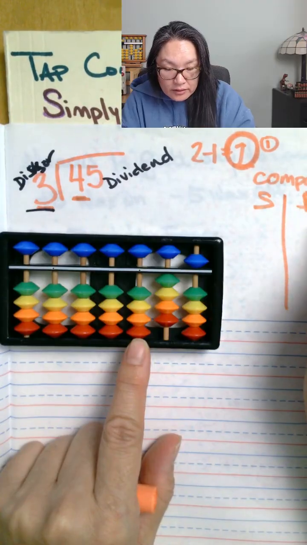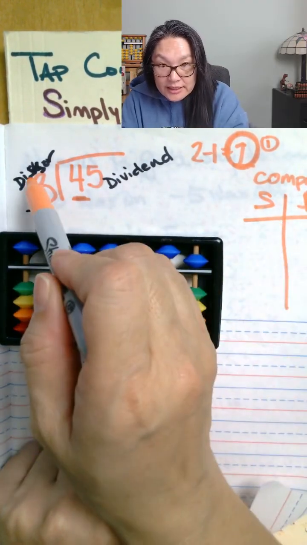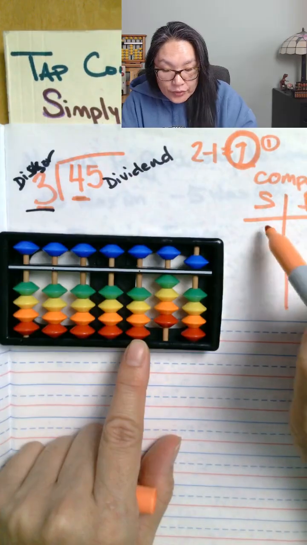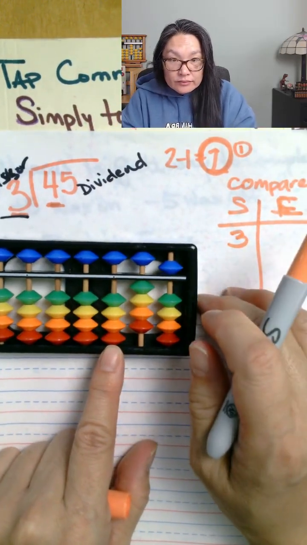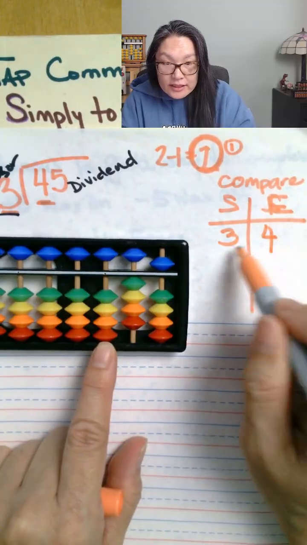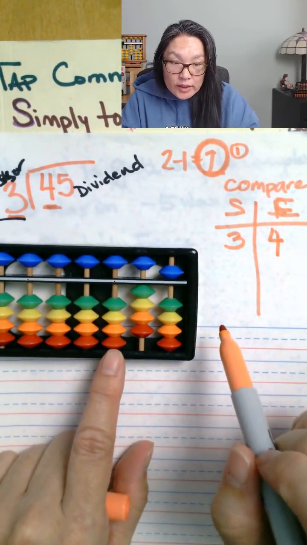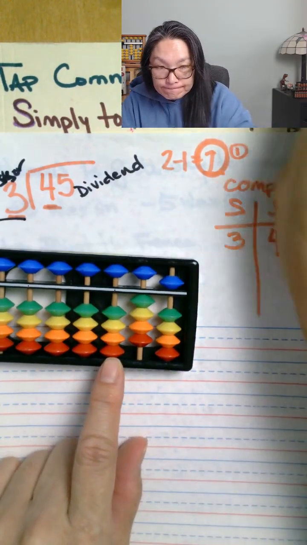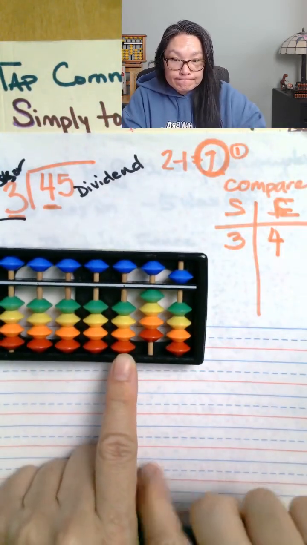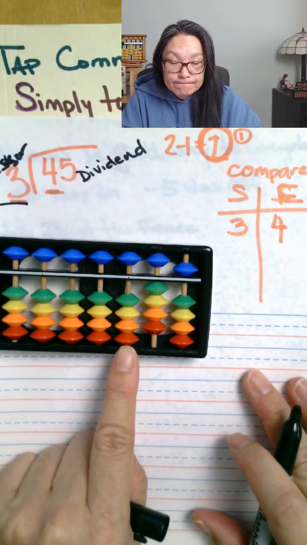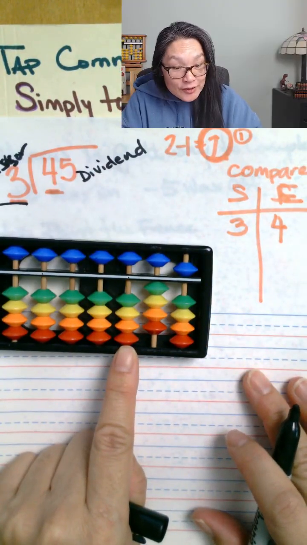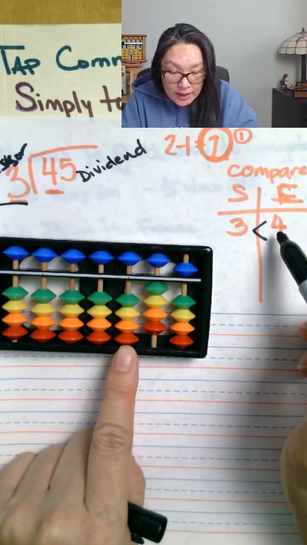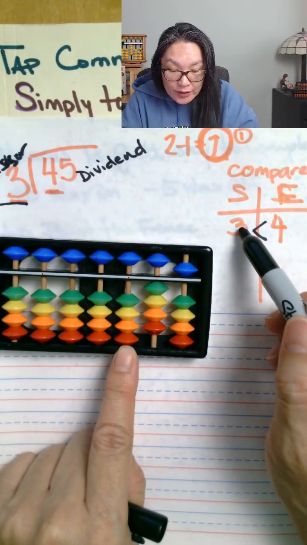So divisor is the 3. The dividend is the 4. So here, 3 is the divisor, and then 4 is the dividend. So which one is bigger? Thank you, sweet treat. Yes, the 4 is bigger. Because the 4 is bigger, we can take away 3 from 4.